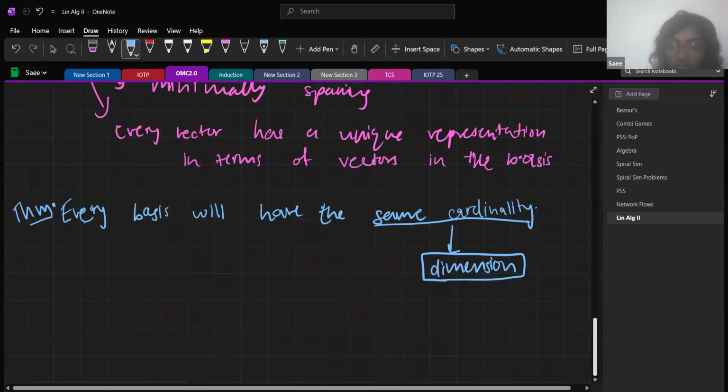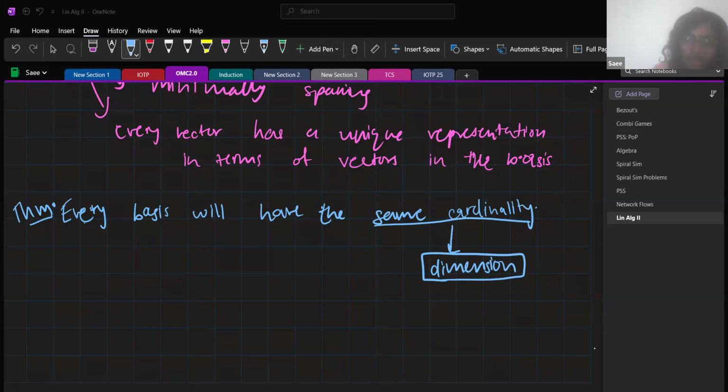Okay. And there is something that Sriyan has put in the chat, which we'll probably not be addressing in today's class: vector spaces with infinite dimensions. So we will mostly only be looking at vector spaces with finite dimension today.